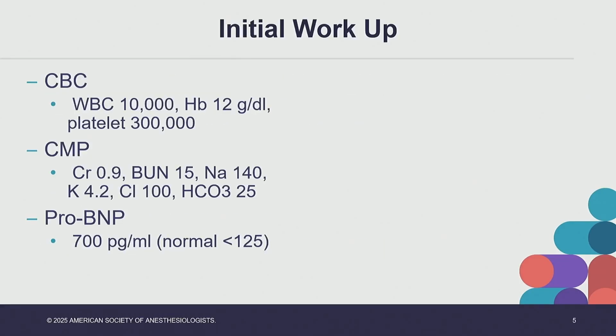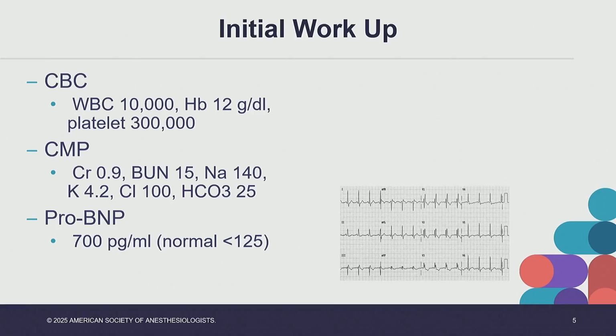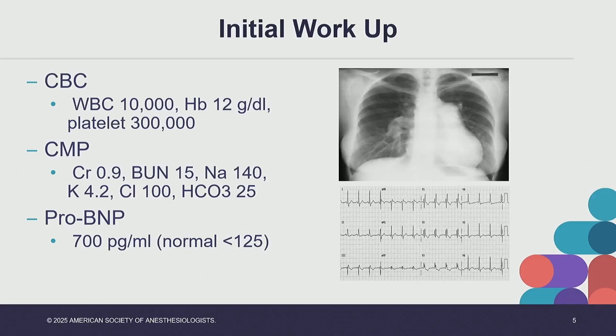So you start with some basics. You obtain a complete blood count and comprehensive metabolic panel, which are generally unremarkable. However, her pro-BNP came back quite elevated. You also obtain a 12-lead EKG, and you see that she has a right bundle branch block pattern in her right precordial leads, namely V1 to V3. And on the chest X-ray, you see that your right hilum is quite prominent, suggestive of possible pulmonary hypertension.